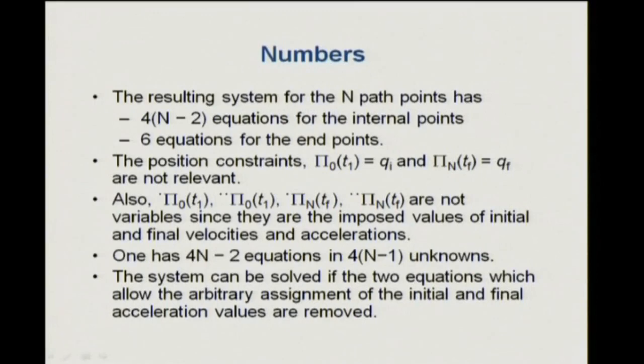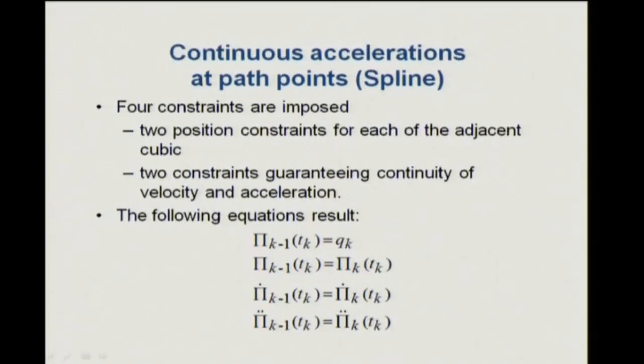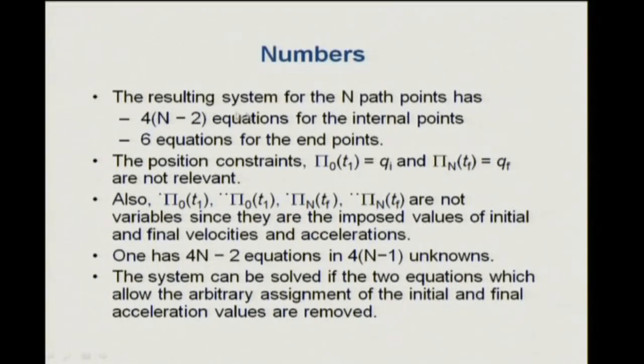So, if you have n path points, then you will have, so this is 4 equations, this is 4 equations, and there are n minus 2 internal segments. So, you will get 4(n minus 2) equations for the internal points, and you get 6 equations for the endpoints, because for the endpoints slopes are known or something like that is there. So, this Pi 0 at t1, first derivative, second derivative at the first position and the final position are not variables. These are imposed as initial and final velocities and accelerations. So, they are not variables in the problem. Similarly, these Pi 0 at t1 and all are not variables, they are imposed on the problem.